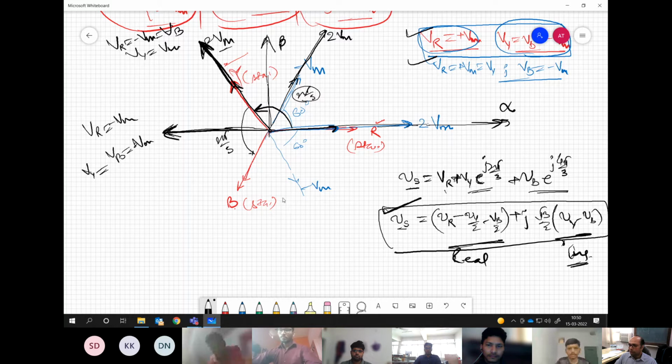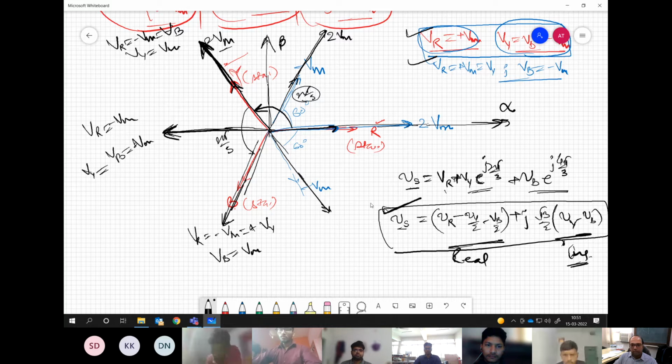Similarly, take another condition where your Vr is negative, minus Vm, and so is your Vy, but your Vb is positive, plus Vm. It will appear along this axis. And lastly, this is another option.